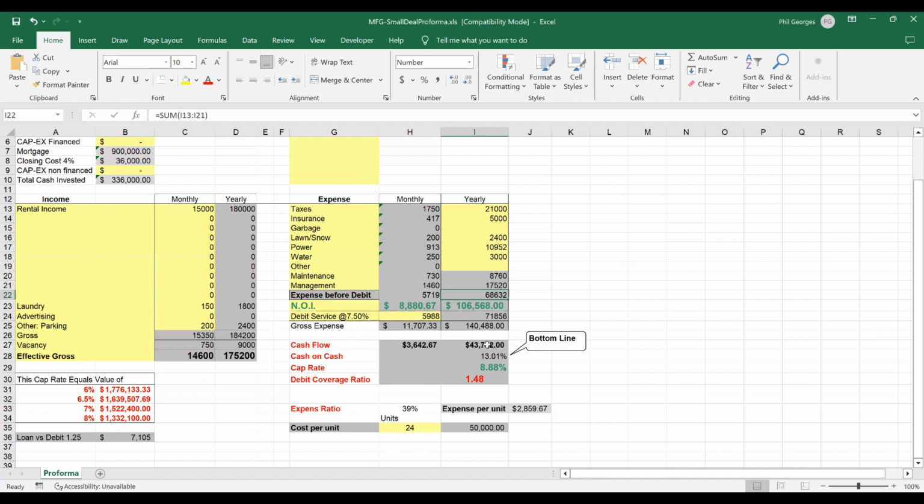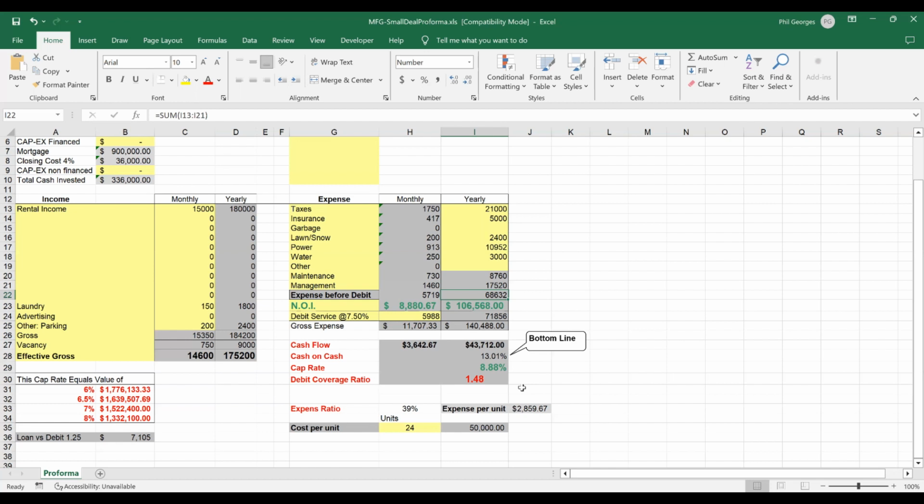So as you can see, there's $43,000 cash flow on a $336,000 investment, which gives you a 13% cash on cash. Now, smaller deals, you might be able to find numbers like that, depending on how you're sourcing your deals. And as you can see, the cap rate is a high 8, almost 9. Again, cap rates don't factor in all that much into these smaller deals.